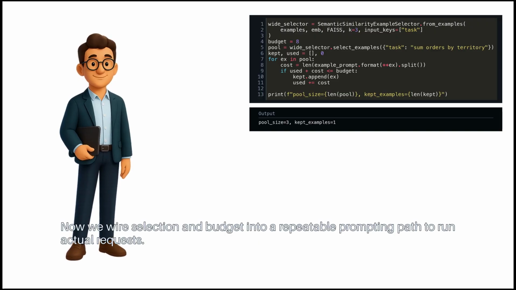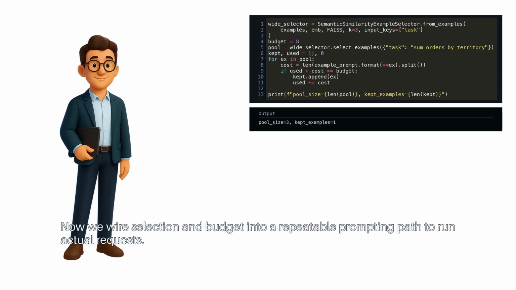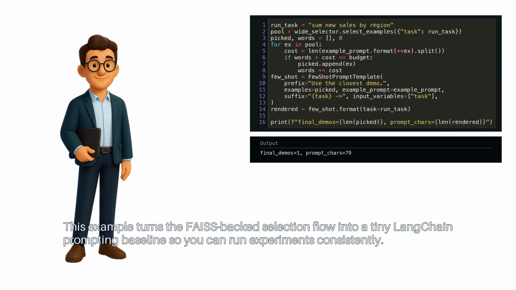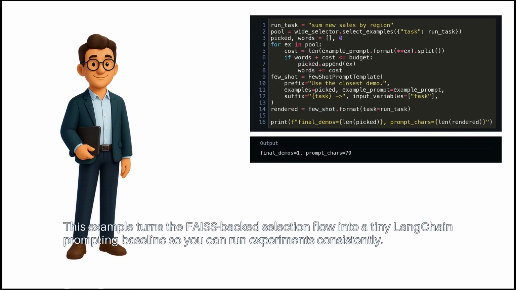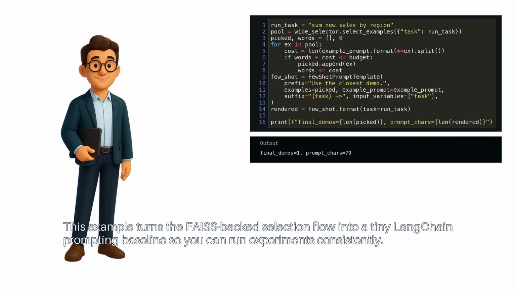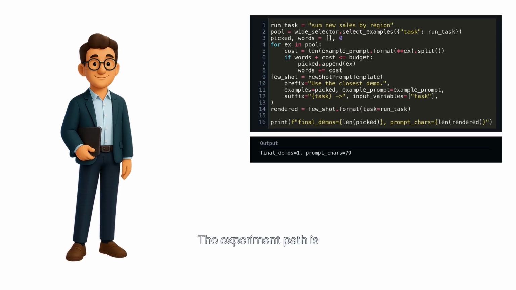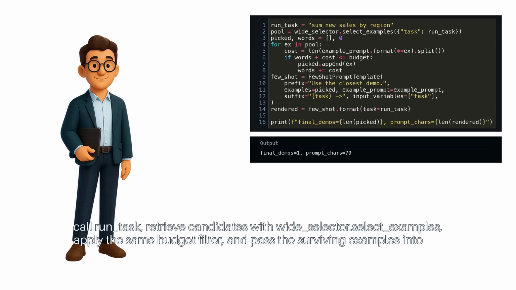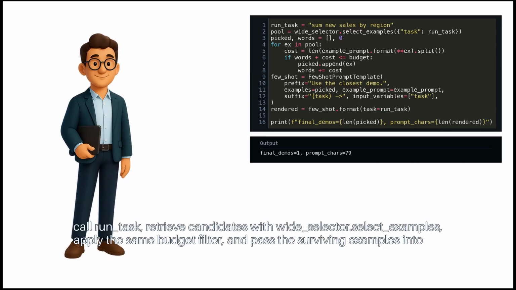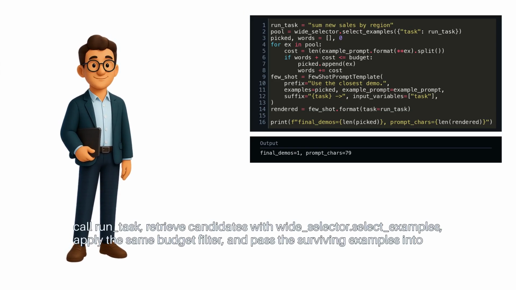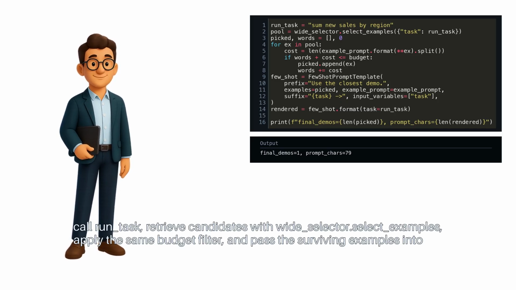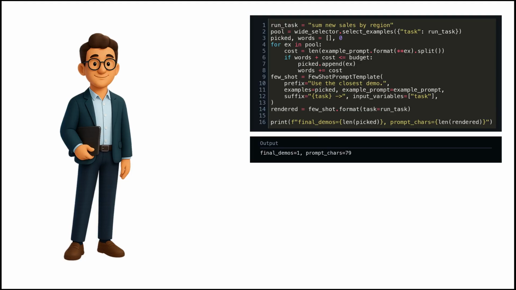Now, we wire selection and budget into a repeatable prompting path to run actual requests. This example turns the FAISS-backed selection flow into a tiny LangChain prompting baseline so you can run experiments consistently. The experiment path is: call run_task, retrieve candidates with wide_selector.select_examples, apply the same budget filter, and pass the surviving examples into FewShotPromptTemplate.